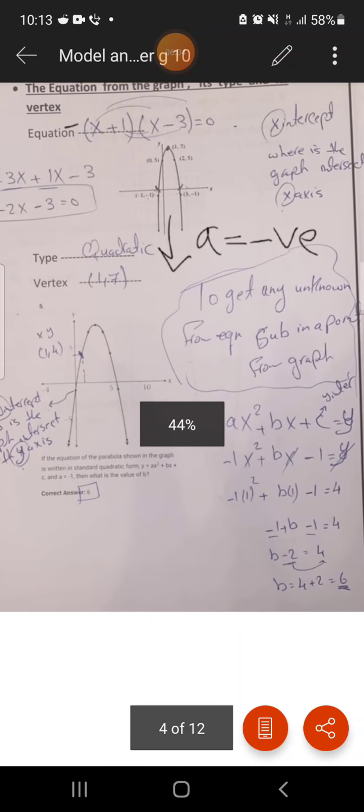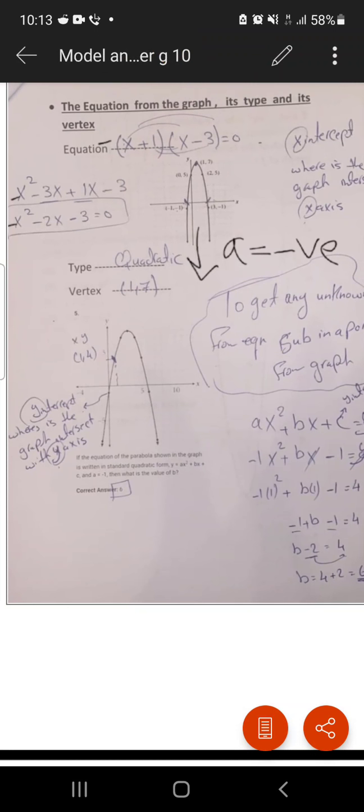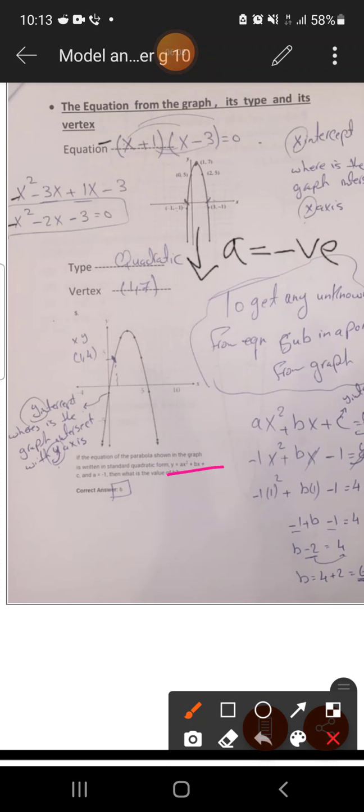What about this? Here, what does he ask for? He gives you the equation y equals ax squared plus bx. You will write it here.